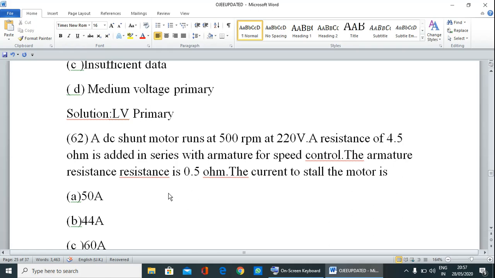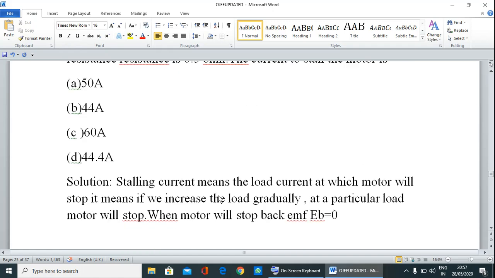Stalling current means if we increase the load on a particular motor gradually, what happens? The speed will gradually decrease, and at a particular load the motor will come to a stop. That is called stalling current.